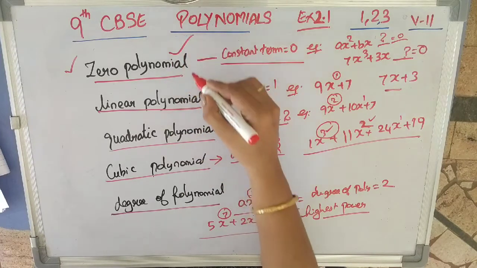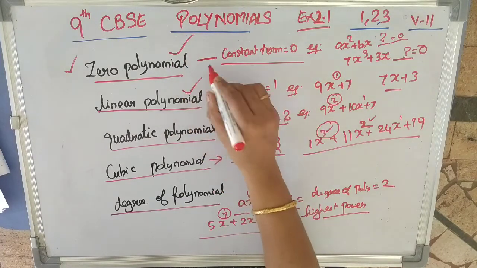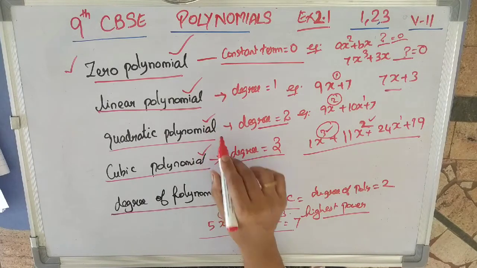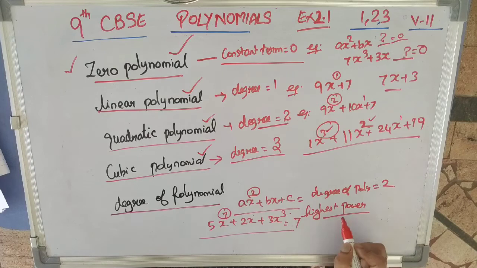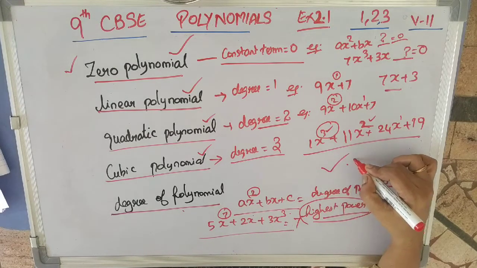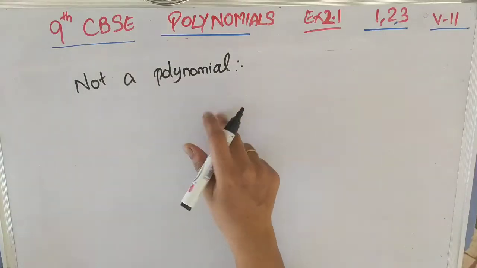Clear? If the constant term is 0, it is the zero polynomial. If the degree of the polynomial is 1, it is a linear polynomial. If the degree is 2, it is a quadratic polynomial. And if the degree is 3, it is a cubic polynomial. Okay? Now, let's go to the next topic.